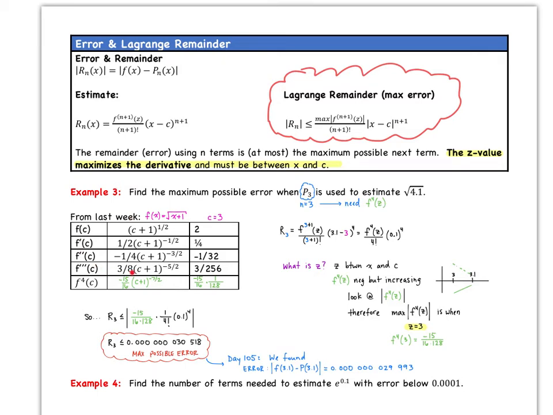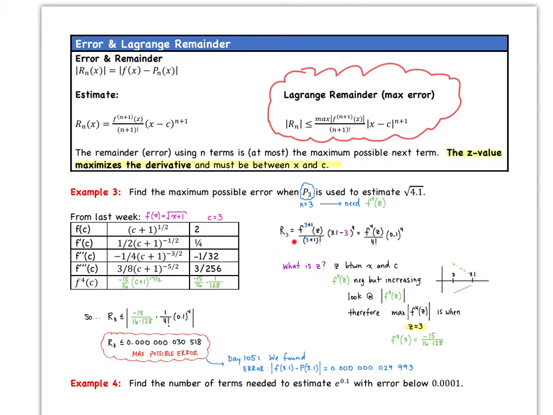So last video, we made this table to evaluate the square root of 4.1 and find the error there. So we came up with this table. And remember, we said c is going to be 3, and we evaluated this. Well, today, since we want to find that maximum error, we need the fourth derivative. So we're just going to finish off this table here, and we're going to evaluate that at c equals 3. So when we do, we're going to get this value here.